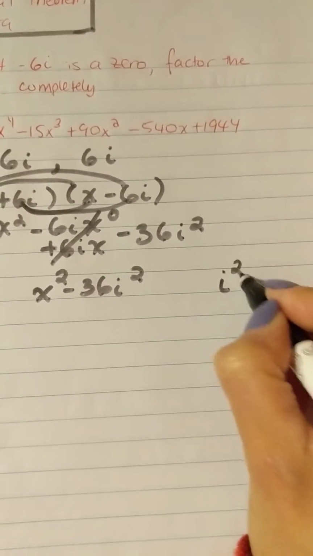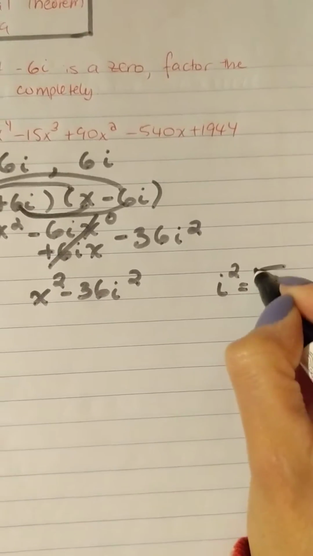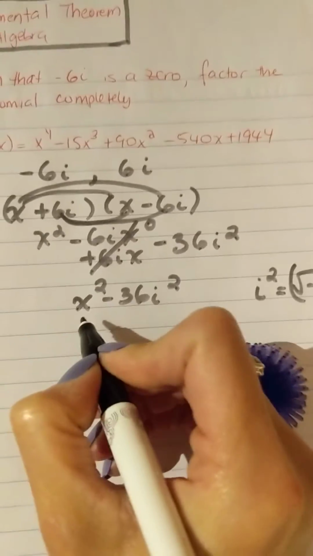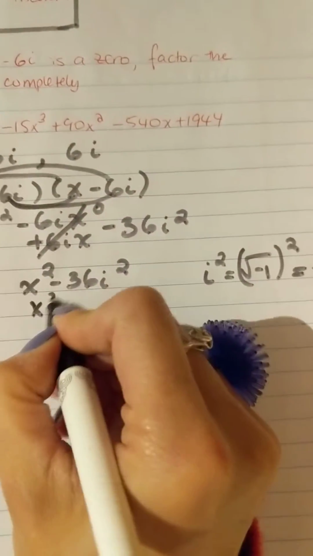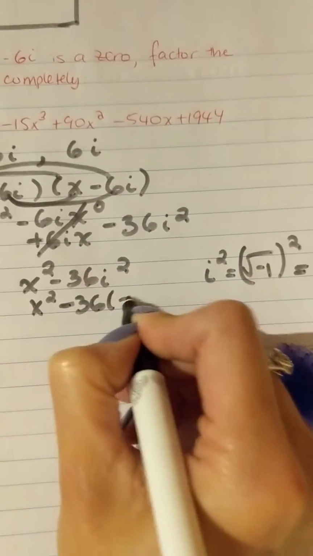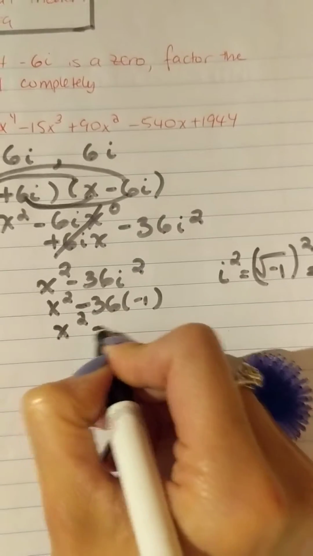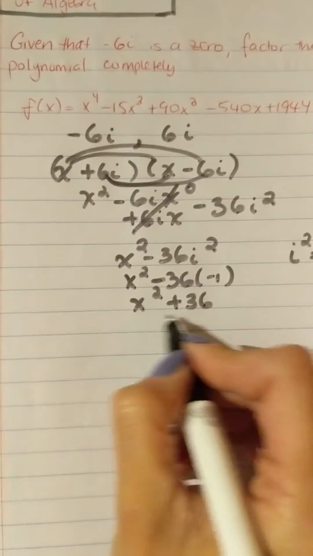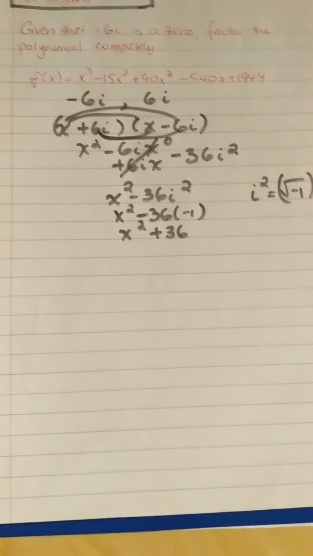Now, as a side note, i squared is negative 1, since the square root of negative 1 squared is just negative 1. So I have x squared minus 36 times negative 1, which is x squared plus 36. So now I know that f of x should divide very nicely by x squared plus 36. So now we do some division.